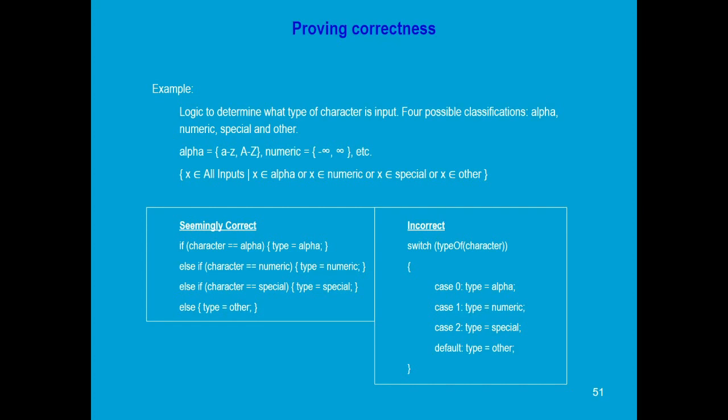On the left, we have a seemingly correct example of how to implement this logic. Each character is compared against a different classification, and then the type is assigned. On the right, it's an incorrect function because every character would be of type other since it's missing break statements.